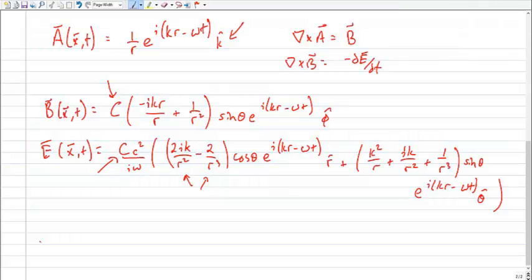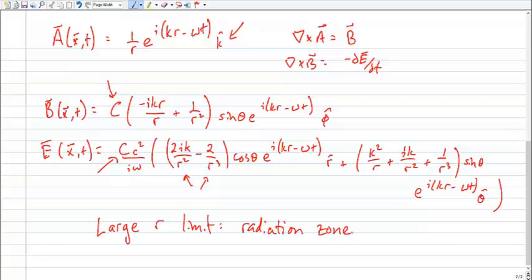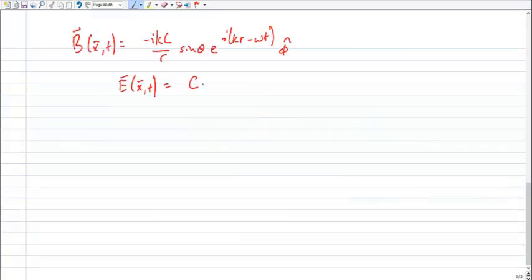Speaking of limits, why don't we tidy these things up a little bit? Why don't we look at the large R limit, since usually radiative fields are fields that have gone off and traveled some distance away from the source. We call the large R region the radiation zone. So in that limit, the 1 over R terms dominate over 1 over R squared and 1 over R cubed terms. So there's really only a couple of bits and pieces that make it. And those pieces are these.